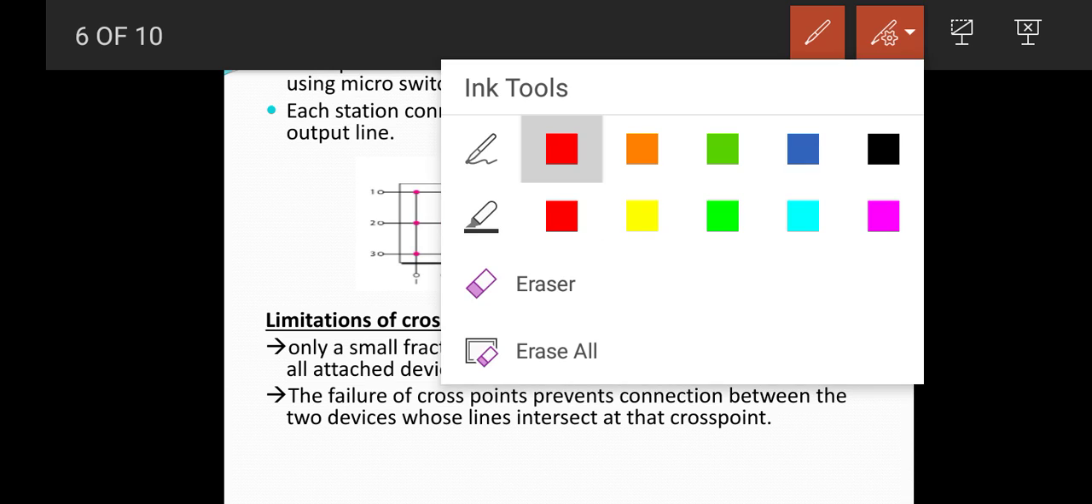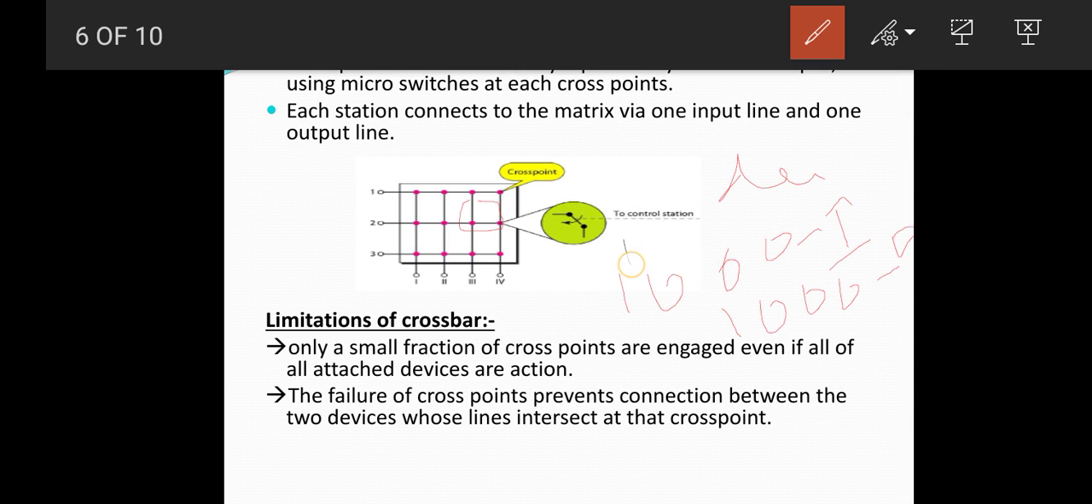1 lakh cross points, appropriately 1 lakh cross points it requires.